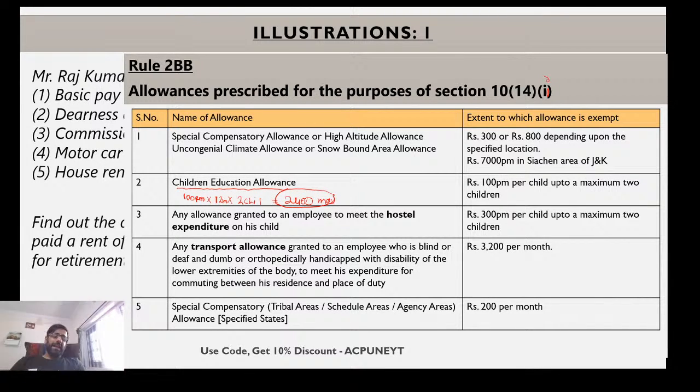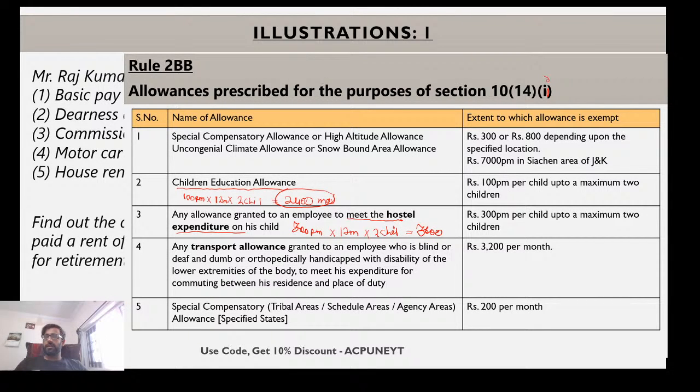Any allowances granted to an employee to meet hostel expenditure on his child. If you are receiving any hostel allowance from your employer, it will be exempt at 300 per month, into 12 months in a year, into two children. So the maximum exemption you can claim here is 3,600 rupees. Is it clear? For hostel allowance, you can claim 3,600 rupees.